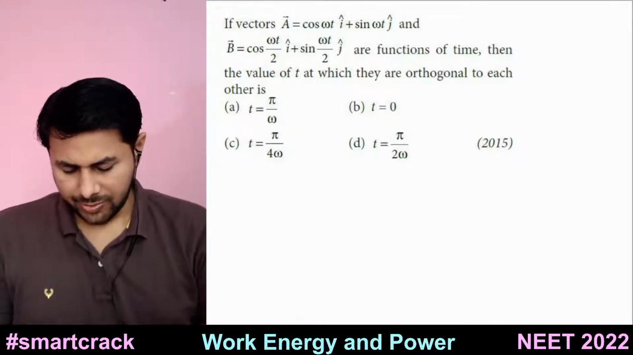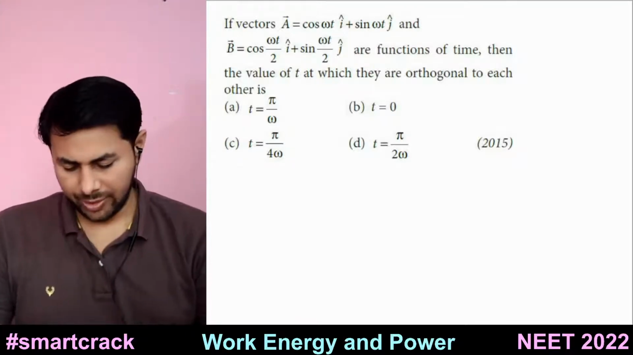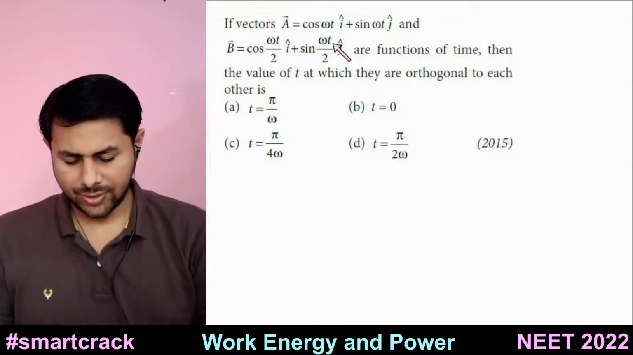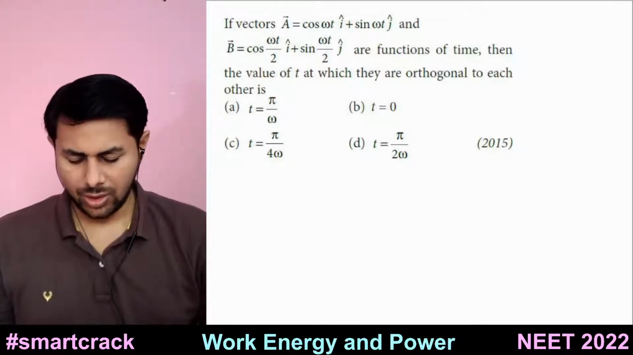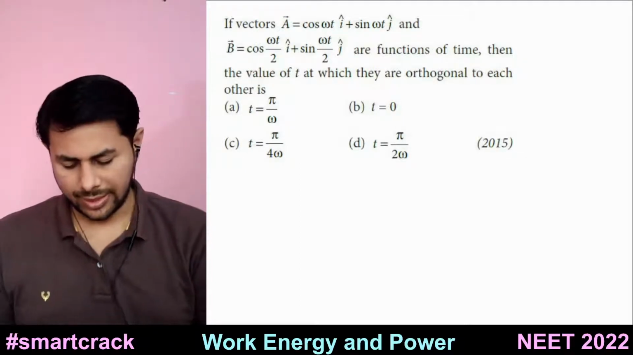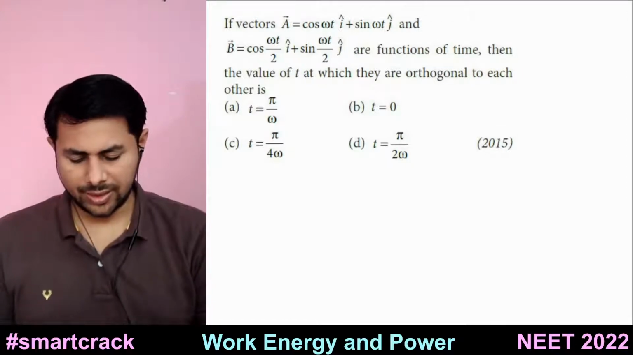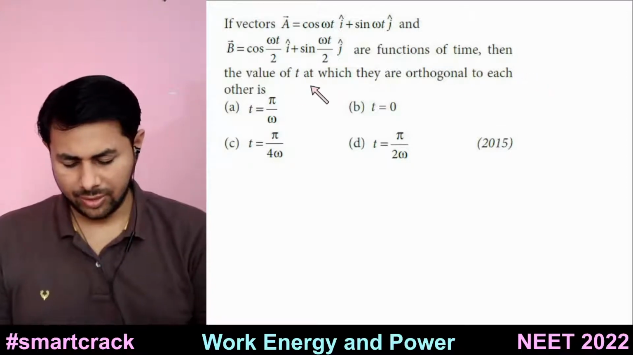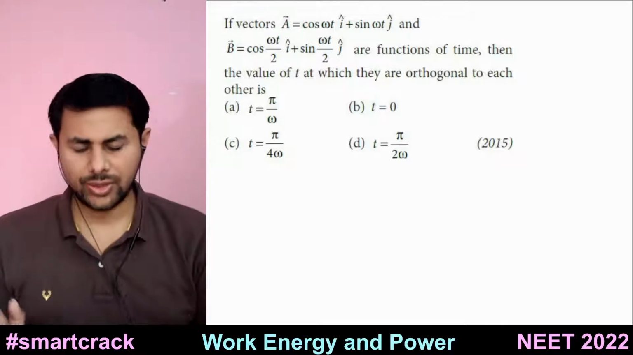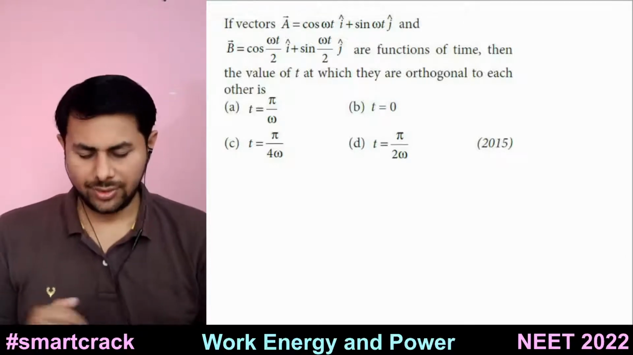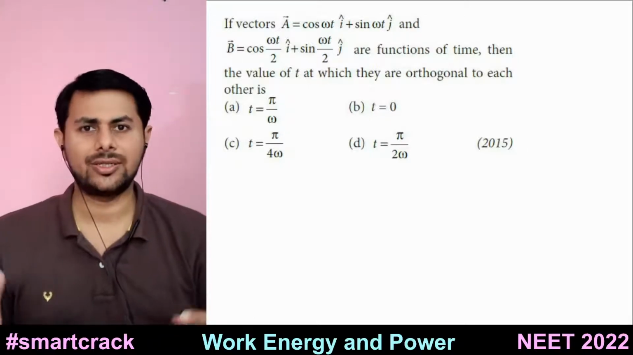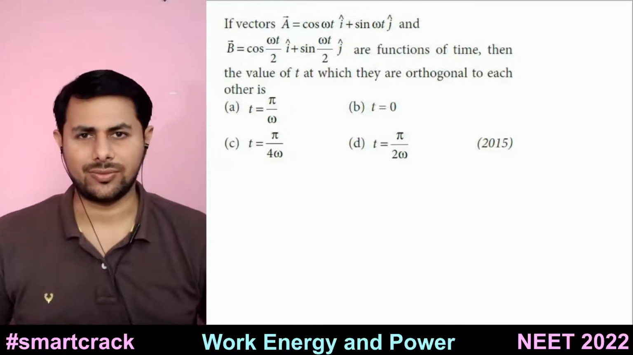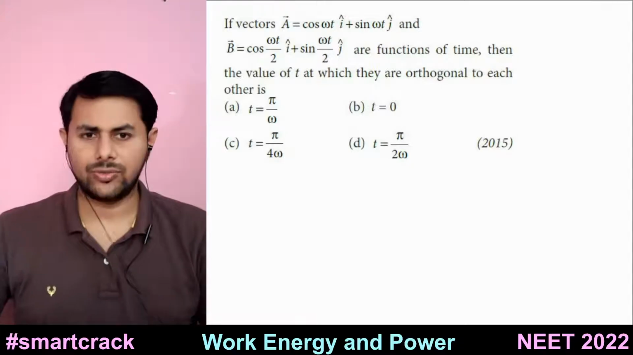All right, so let's move on to the next problem. Next problem is, if vectors a bar equals cos of omega t into i cap plus sine of omega t into j cap, and b bar equals cos of omega t by 2 into i cap plus sine of omega t by 2 into j cap are functions of time, then find the value of t at which they are orthogonal to each other. So we know that when two vectors are perpendicular to each other, their dot product is equal to 0. So we can use that.